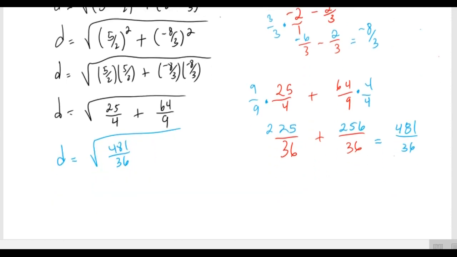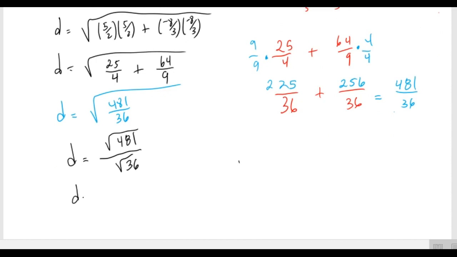Okay, so if we simplify it further, then we have the distance. We can write this as the square root of 481 divided by the square root of 36. The square root of 36 comes out as 6.